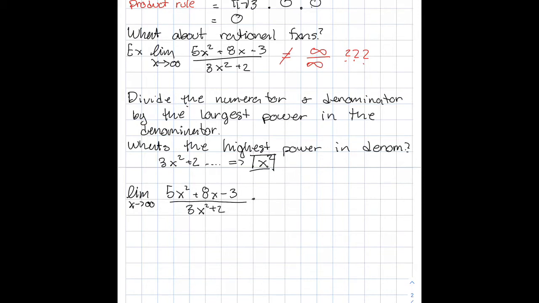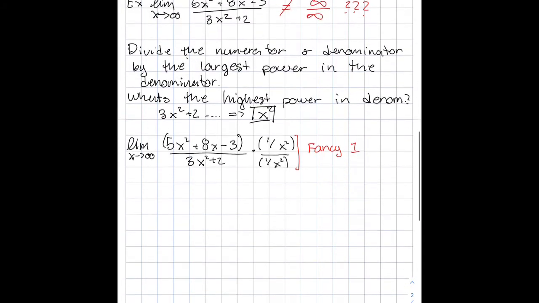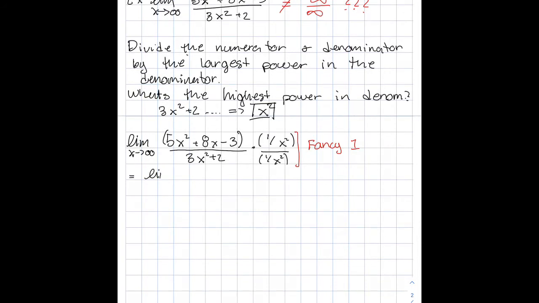And so what we mean by dividing the numerator and the denominator by the largest power of the denominator is I'm going to multiply the numerator by 1 divided by x squared, because that's my highest power in the denominator. And I'm also going to multiply the denominator by 1 divided by x squared, right? Multiplying by the reciprocal is the same as division. And since I'm doing it to the top and the bottom, I can think of this guy right here as a fancy 1. All right, so I'm going to say equal to, because these things are equal.